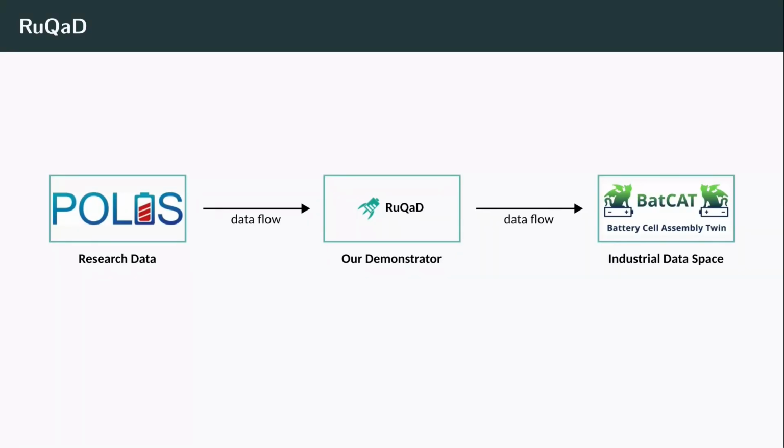The research data infrastructure belongs to the post-lithium storage cluster of excellence, POLIS. POLIS, on the left, provides research data for sodium-ion batteries, among others. These are particularly interesting for the industrial data space of the RuQaD project, on the right. The RuQaD demonstrator extracts data from POLIS and transforms it into a representation suitable for the RuQaD data space. During the process, the fairness of the datasets is being assessed.